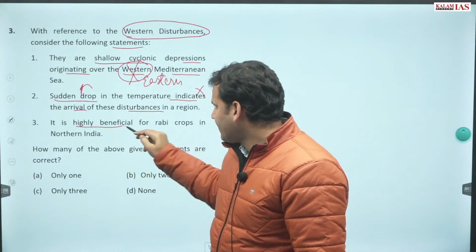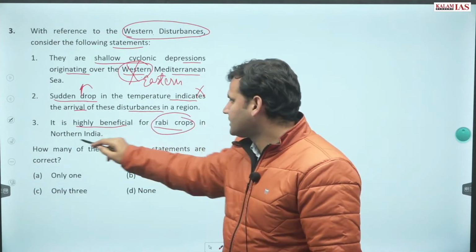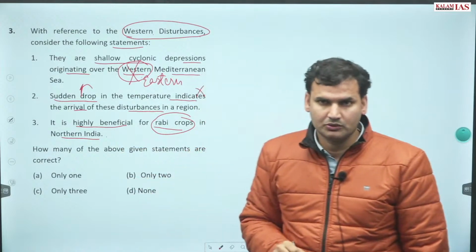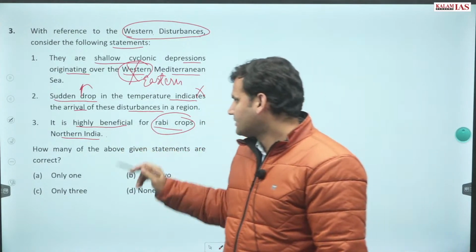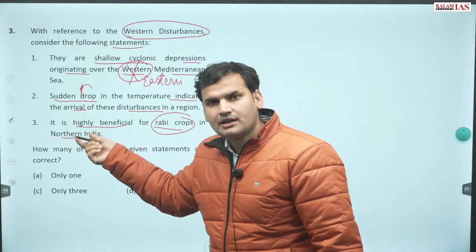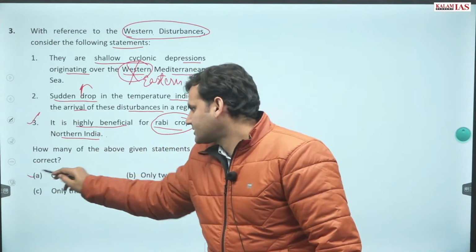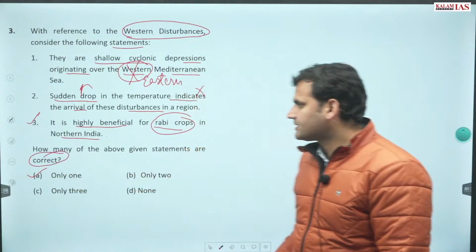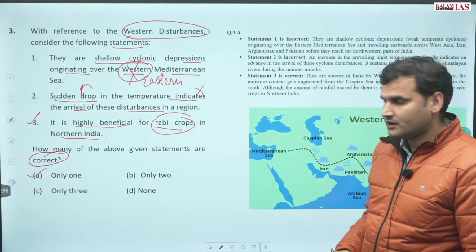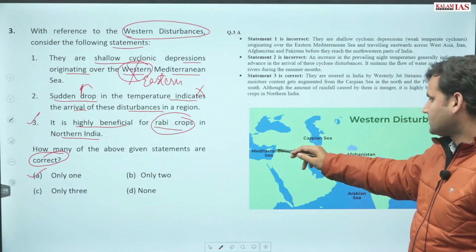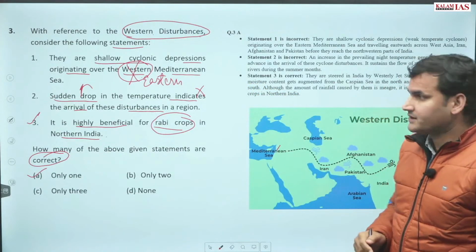Statement third, it is highly beneficial for rabi crops in southern India. Yes, this is true. Winter rainfall in the northern India. Only one of them is correct और आपसे correct पूछा. Correct answer is option A. Not western Mediterranean.